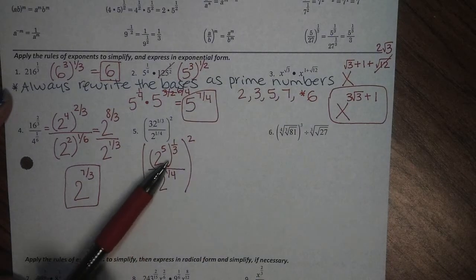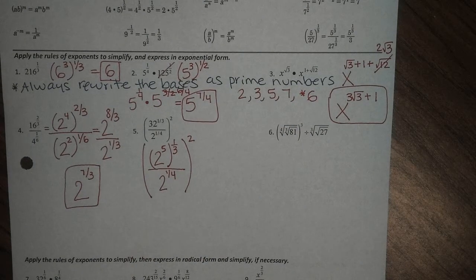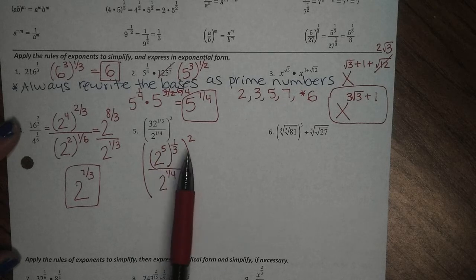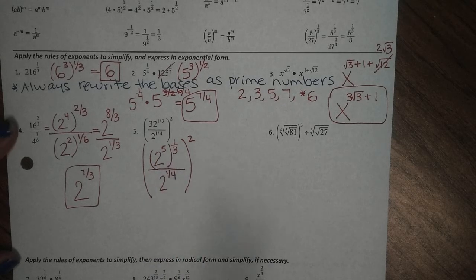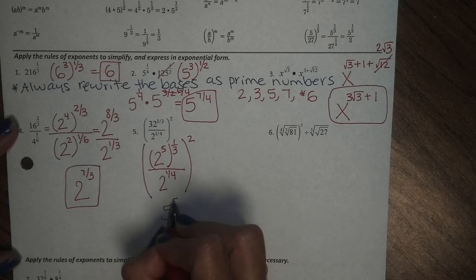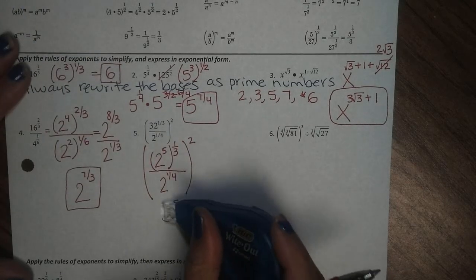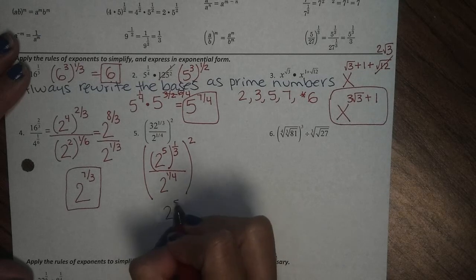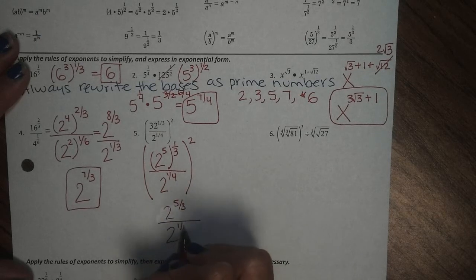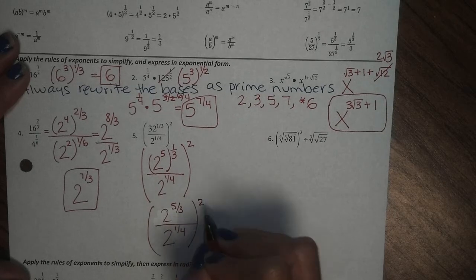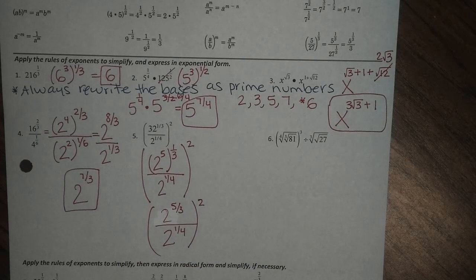So let's go ahead and work on the inside of the parentheses first, and then we can do the squaring thing. 5 times 1/3, that's going to become 5/3. So I guess I can just write it down and show my work. That's 2 to the 5/3 over 2 to the 1/4, all of that squared. And now rules of exponents say when you're dividing, I need you to subtract the exponents. So subtract 5/3 minus 1/4.